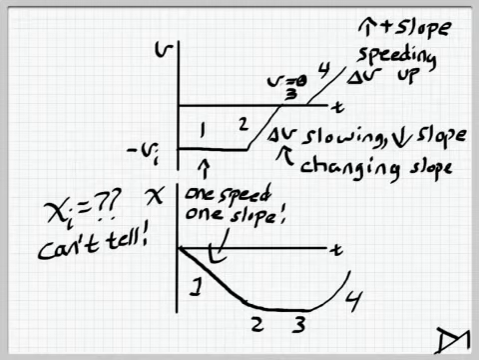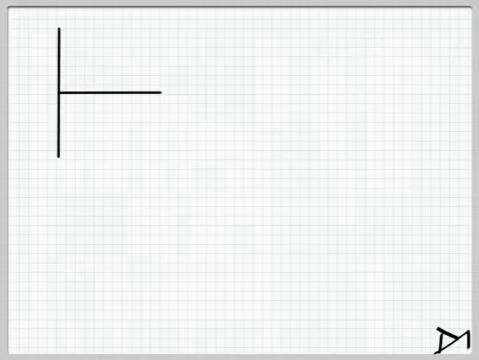Our object's at rest. Then the object just changes direction, it's changed its slope, and it's increasing its slope, it's going in the other direction, positive slope to the right, going faster in region 4.